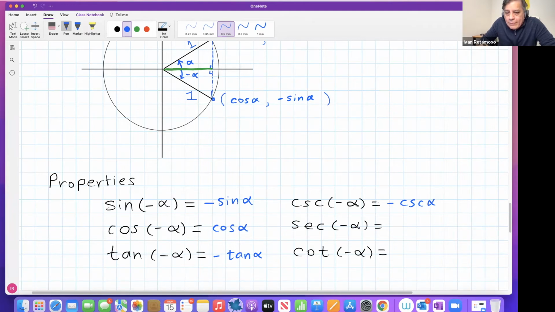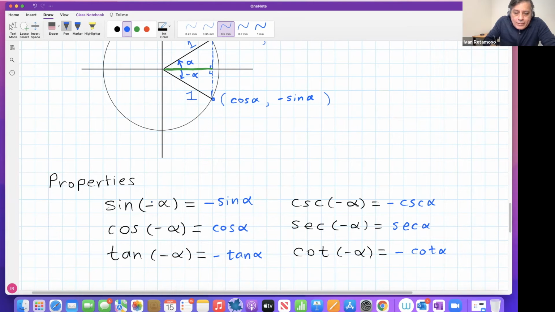Secant of negative alpha will be equal to secant of alpha, because notice cosine of negative alpha is the same as cosine of alpha. Cosine doesn't care about the sign of the angle. It's just the same. Now we come back to tangent. Tangent cares. So cotangent of minus alpha is minus cotangent of alpha.